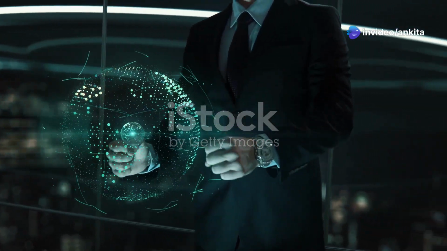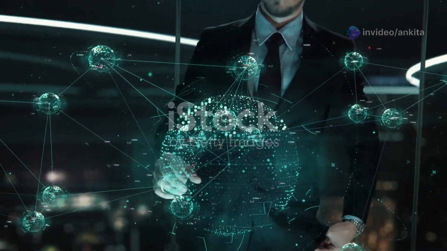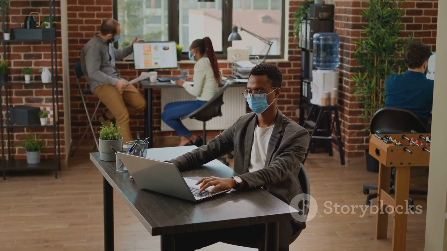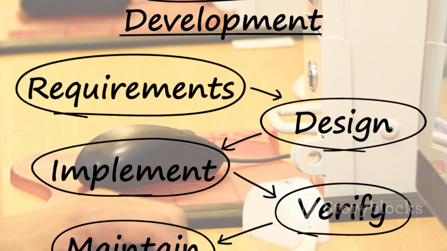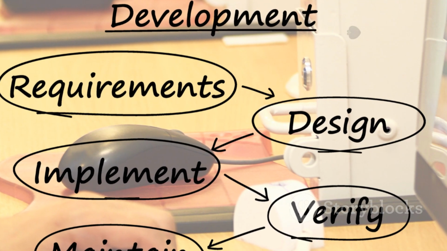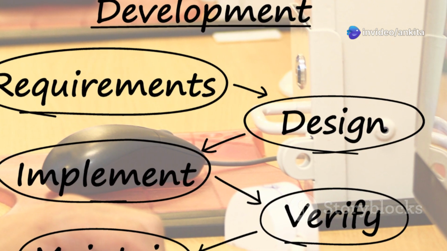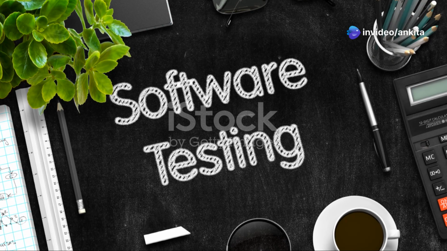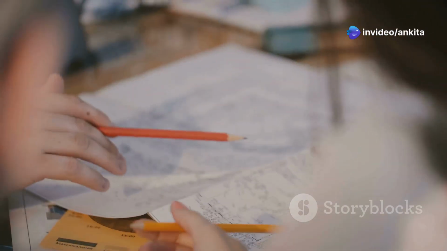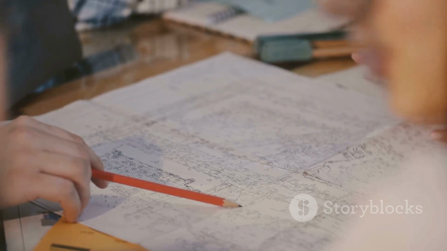Section 5. Understanding Quality Assurance or QA. Quality assurance, often shortened to QA, is a broad concept. It is about ensuring quality throughout the entire software development process. QA is not just about testing the software product itself. It is about the processes used to create the software.